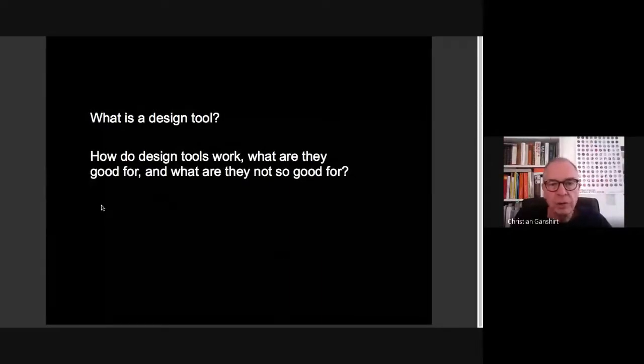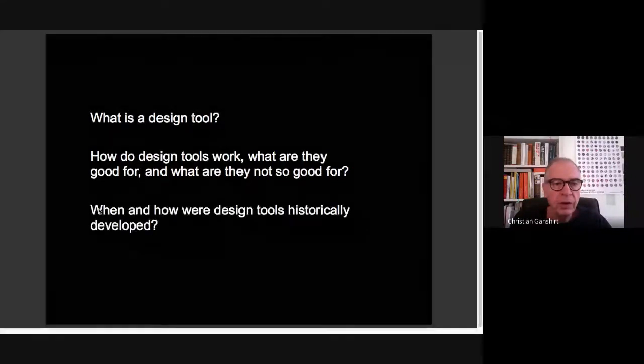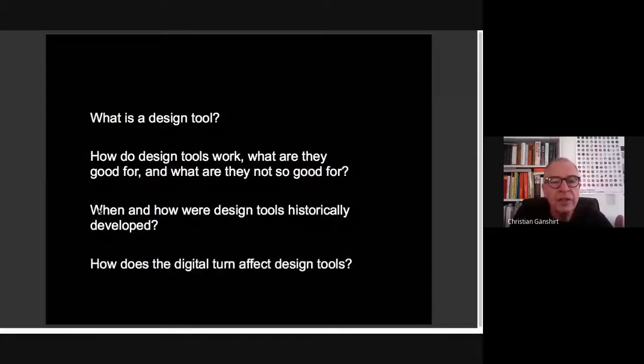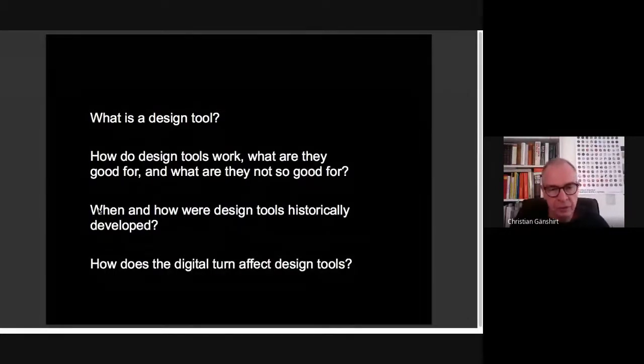So how do design tools work? What are they good for and what are they not so good for? When and how were design tools historically developed? And how does the digital turn affect design tools? Because nowadays everybody wants to use computers, and sometimes the question is if it's really always a good idea.